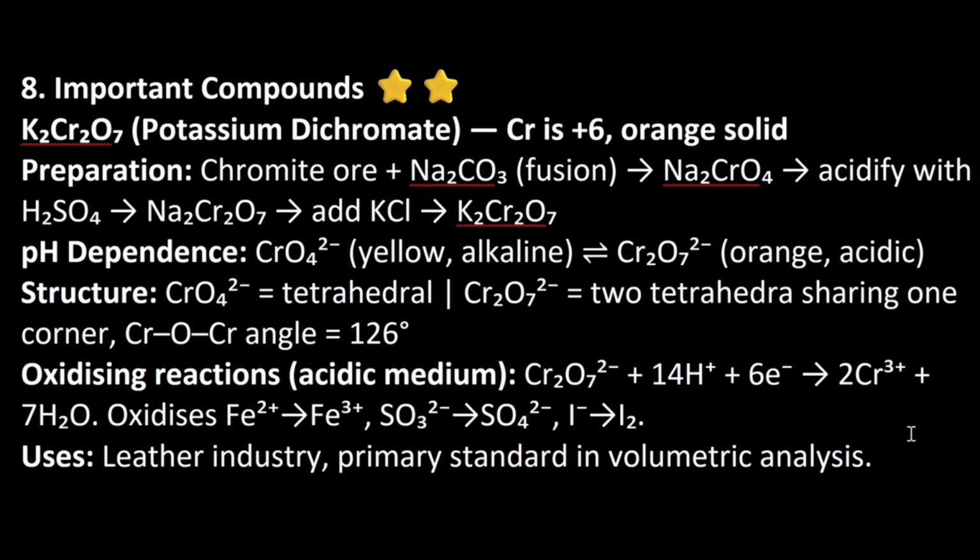The reactions involved here can also be asked. First of all, potassium dichromate is an orange solid, the chromium oxidation state is +6, and it can be prepared from chromite ore. And the reaction of this is pH dependent, right? So in acidic medium, how it changes, in basic medium, how it changes, that kind of questions can be asked.